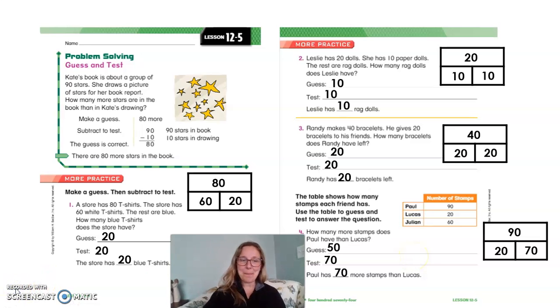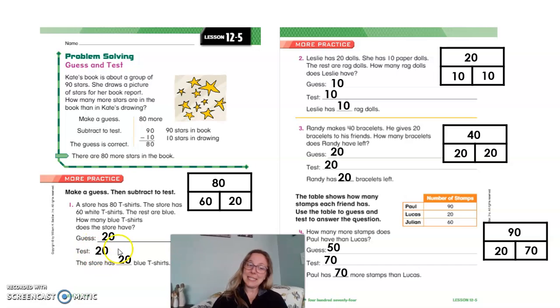All right, friends, welcome back. Go ahead now and check your answers. So for number 1, my guess was 20. When I tested it, 80 was the whole, and my 2 parts were 60 and 20. So my test was 20 and my answer was 20. So for that one, my guess was correct. If you had that correct, give yourself a star.